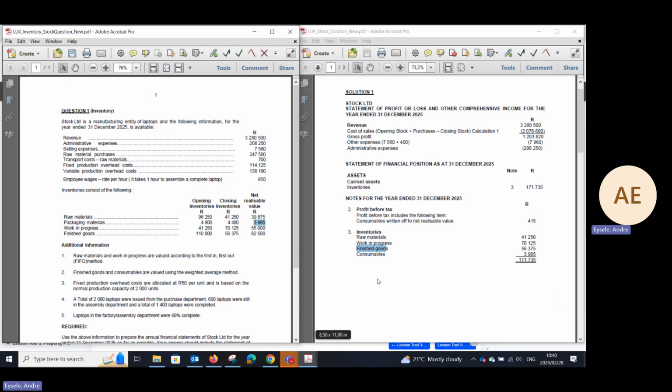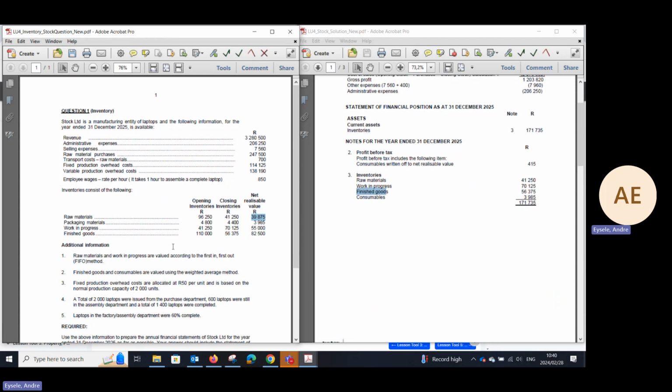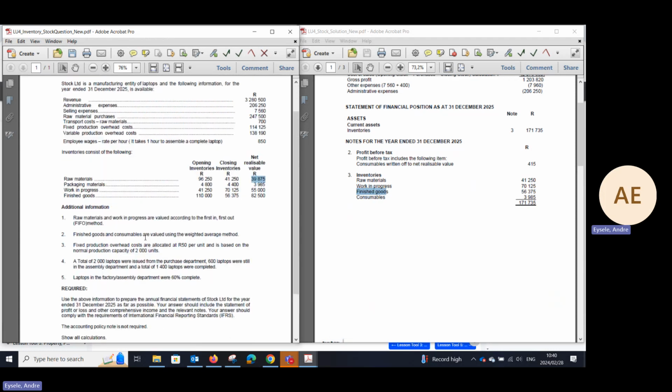But we know that your inventory must be disclosed at the lower of cost and net realizable value. And then the question will now arise: if raw material is at 41,250, why have we not written it down to 39,875? Because the standard tells us that we need to write it down to the lower of cost and net realizable value. But that's something that we will come to in the question. So colleagues, how do we go about this question? Now let's go to the calculation and see the information as we take it from the additional information.